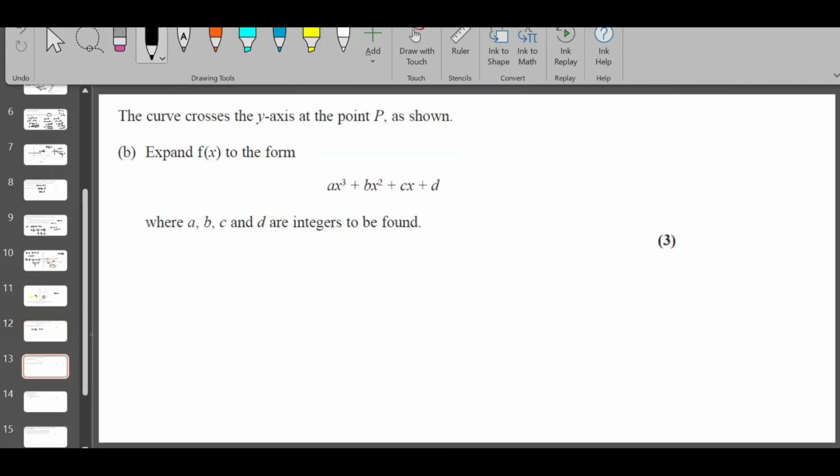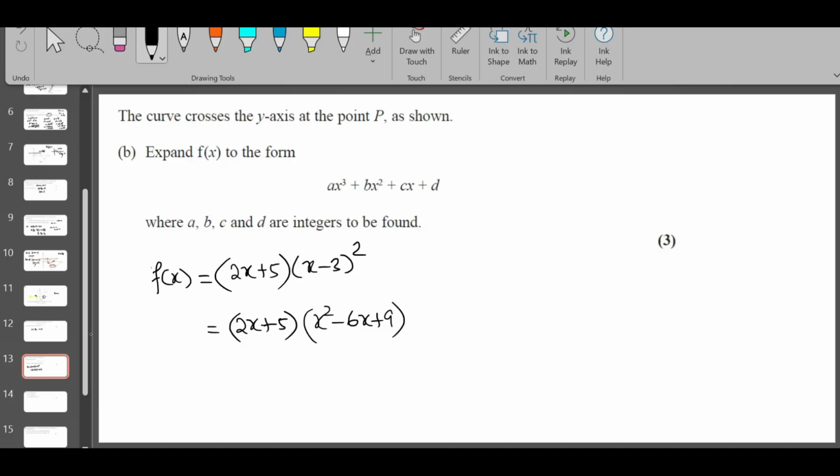Part B, they want you to expand and write it in this form. So the function is 2x plus 5 times x minus 3 whole square. That's basically expand x minus 3 whole square. It's x square minus 6x plus 9. Open the bracket, take 2x and multiply everything: 2x cubed minus 12x square plus 18x. Take 5 and multiply everything: plus 5x square minus 30x plus 45.